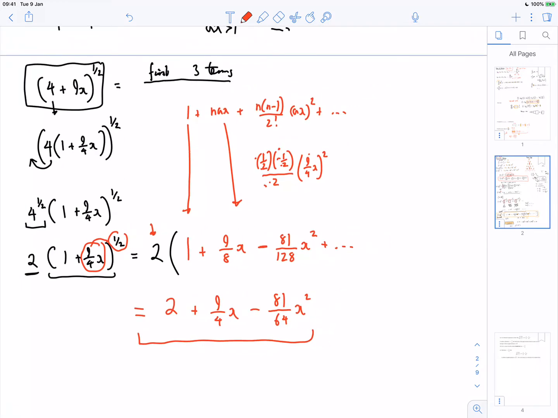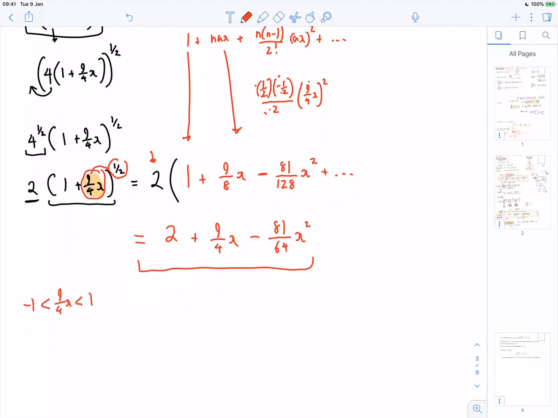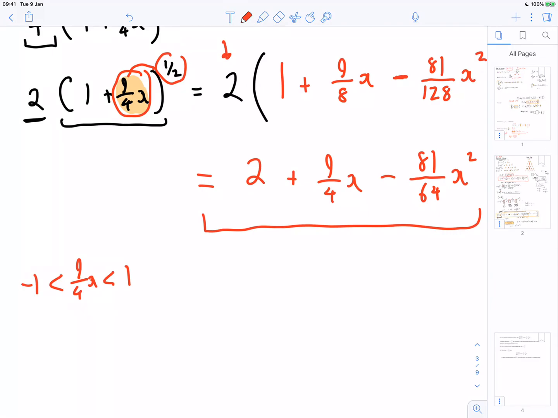So the first 3 terms of 4 plus 9x to the half, I'll get 2 plus 9/4 x minus 81 over 64 x squared. And this is only valid when 9/4 of x is trapped between 1 and minus 1. So if you want values of x, to know what that's going to mean, I can times both sides by 4 to mean that 9x is trapped between 4 and minus 4, and divide by 9 to show that x has to be trapped between 4/9 and minus 4/9.